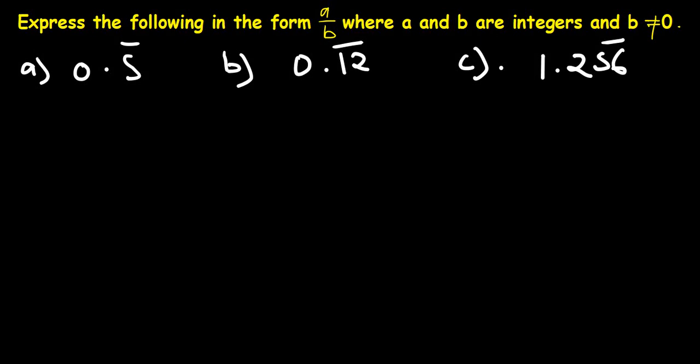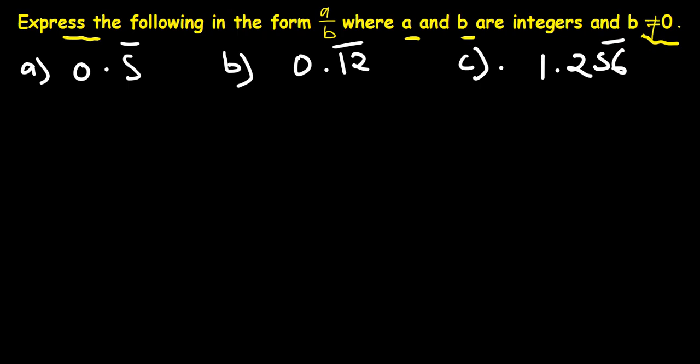Okay, so let's look at this question here. So the question reads, they're saying express the following in the form a over b, where a and b are integers and b is not equal to what? To 0. Okay, so we start with the first one there.